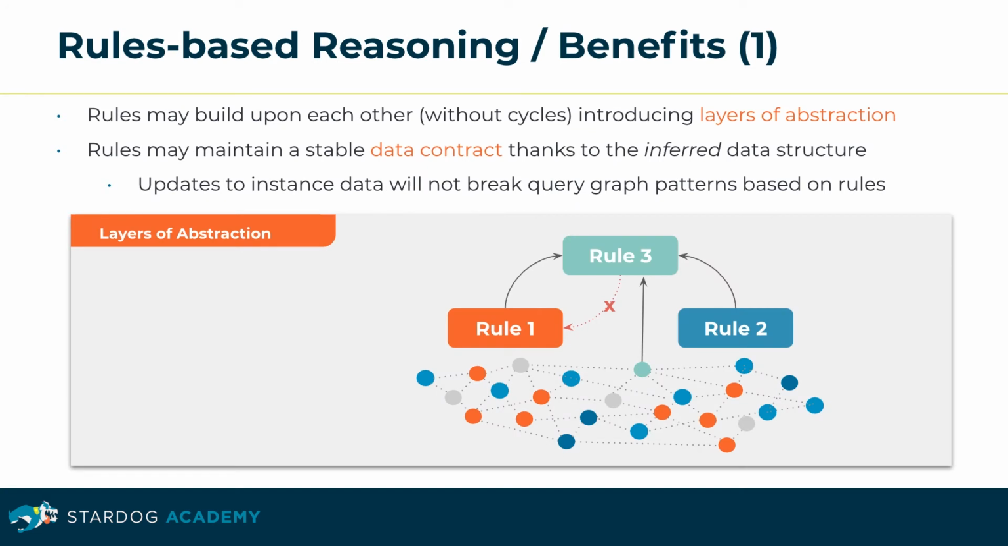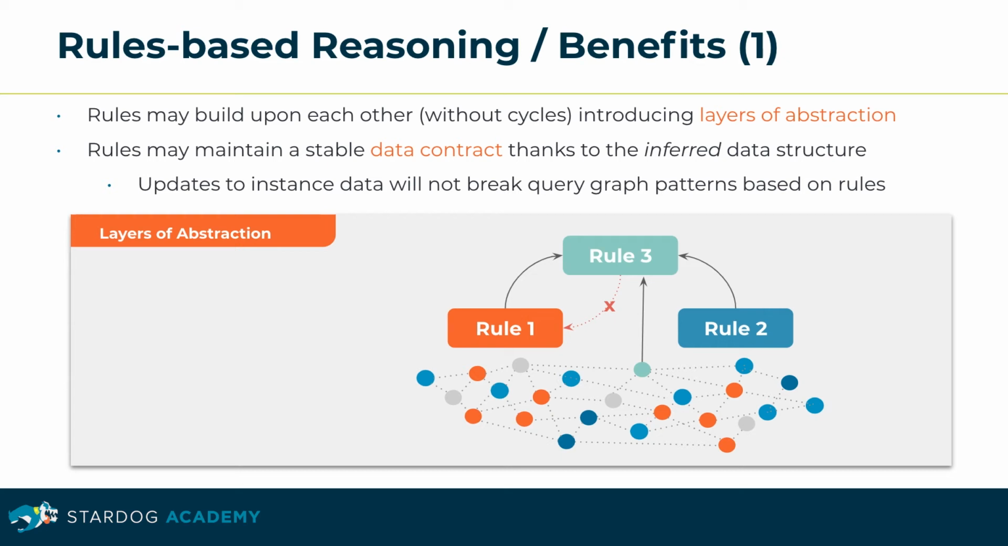Rules may build upon each other, introducing layers of abstraction on top of a dataset. The inferences of rule 1 and rule 2 in the example are consumed by rule 3, along with facts asserted in the graph. Care should be taken that no cycles occur within a network of interdependent rules.